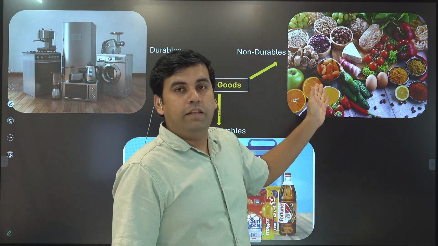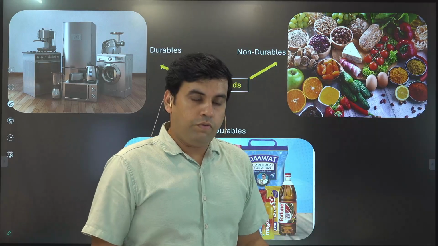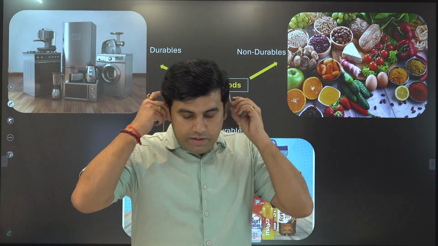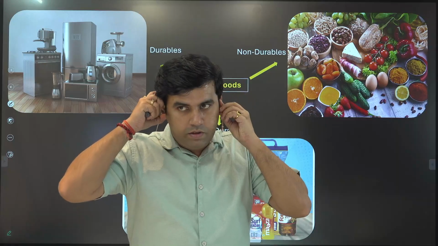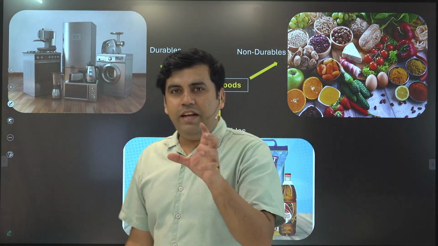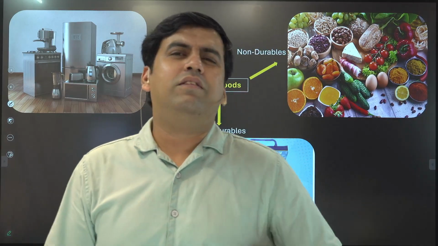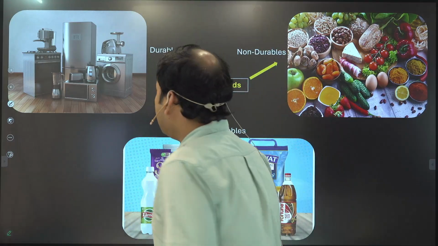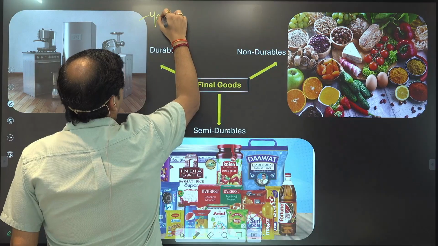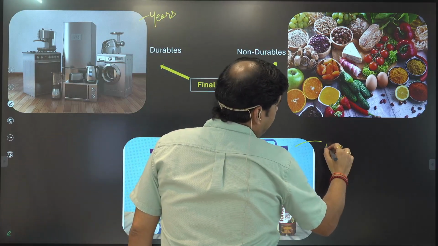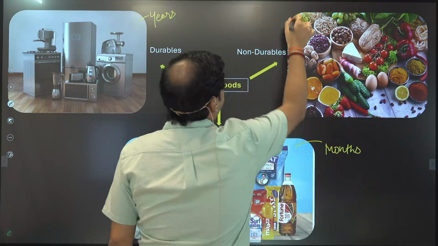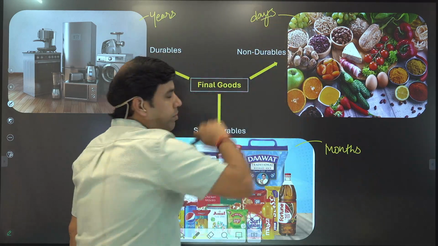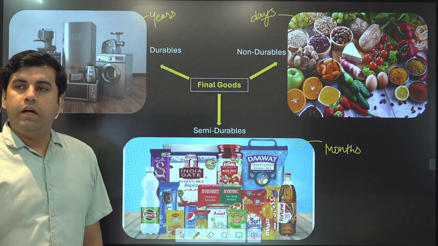Non-durable, you bring it in the morning, by the evening they are gone. They are of no use. Milk, for example. Is milk durable, non-durable? It's a kind of non-durable thing. It does not last for long. Maybe 1 day, 2 days. Under heat, it will not last till the evening. So here you have durability in years. Here you have durability in months. Here you have durability almost not even days. So they are known as non-durables.